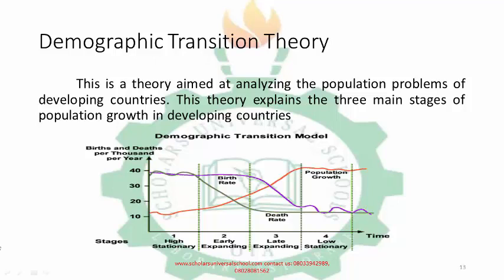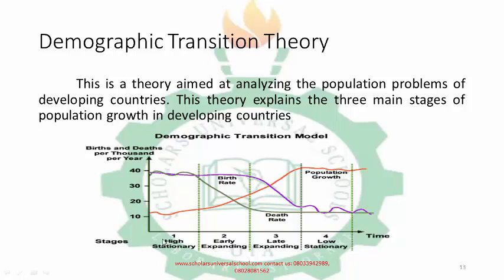Now, under this chart, we can see the y-axis where we have the births and deaths per thousand per year. That's in a year we have the total number of births and the total number of deaths. Now on the x-axis, we have the different stages, which are divided into 4 different stages.